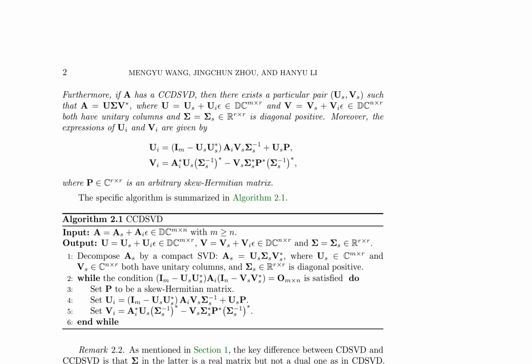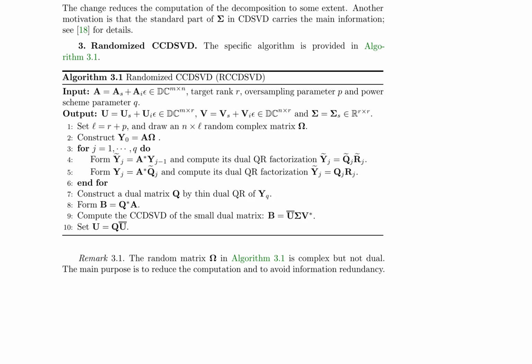To compute the CCD-SVD, an algorithm iteratively updates the matrices U_I and V using the expressions for U and V in terms of Us, Vs, and sigma_s. The algorithm starts by decomposing As using a compact SVD and iteratively updates U_I and V until a stopping criterion is met. The key difference between CCD-SVD and CD-SVD lies in the fact that sigma is a real matrix in CCD-SVD, reducing the computational cost.